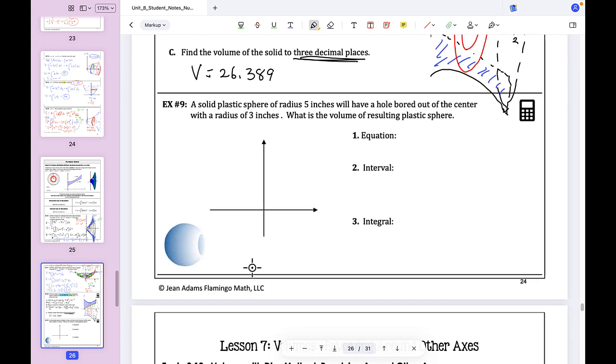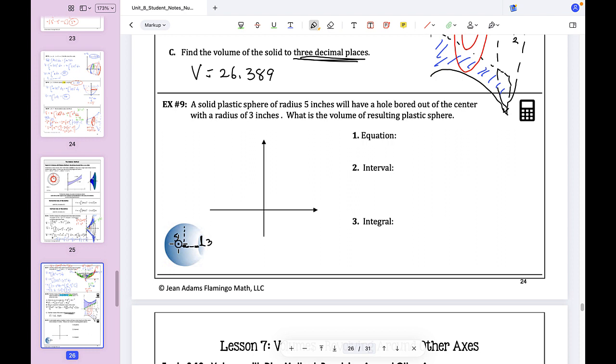Number 9. A solid plastic sphere of radius 5 inches will have a hole bored out of the center with a radius of 3 inches. What is the volume of the resulting plastic sphere? They've got a little picture of the sphere down here. The radius of this hole is 3, and the radius of the sphere is 5.